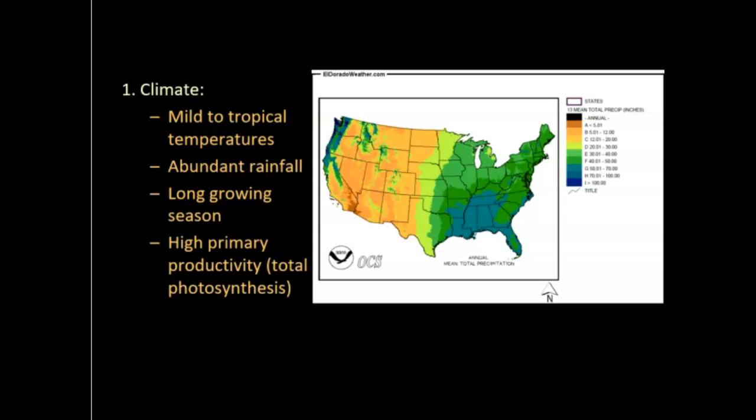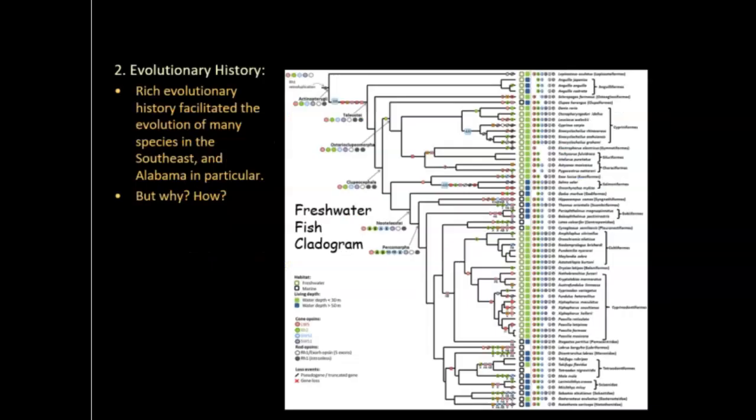So that leads to our second reason for why we have so many species in the state, and it's our evolutionary history. We have a very long and rich evolutionary history that has facilitated the evolution of many species in the southeast and Alabama in particular.